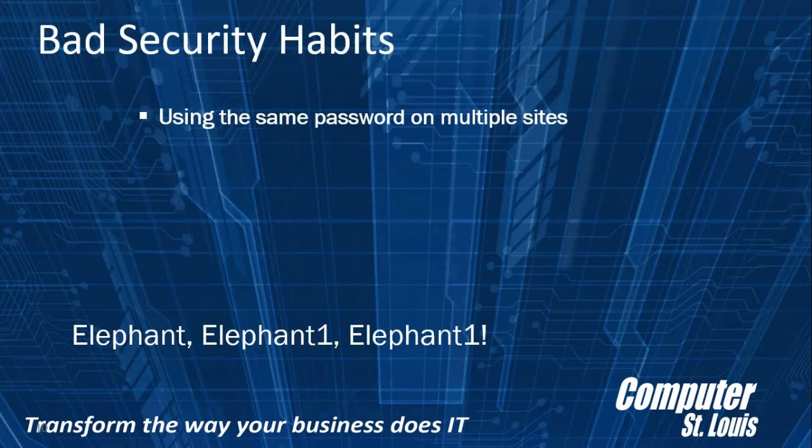There are a few bad habits that a lot of users slip into when it comes to password security. The first dangerous habit is using the same password, or some variation, across multiple sites. For example, if your password was elephant and you had to create a new password somewhere that required a number in the password, you might be tempted to just add a 1 to the end of it. Likewise, if you were required to have a number and a symbol, you might use elephant 1 exclamation point.